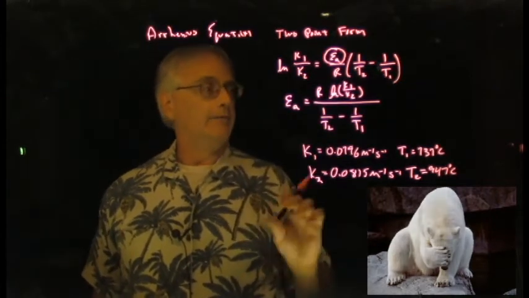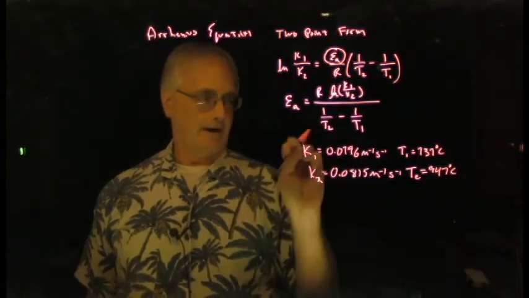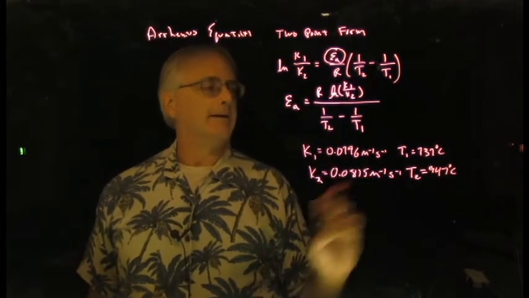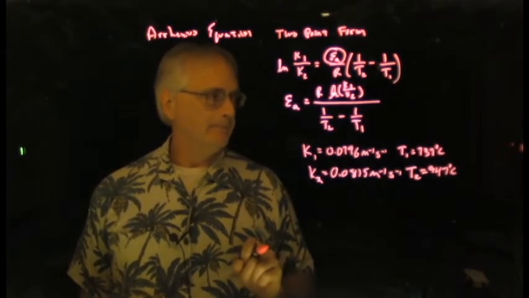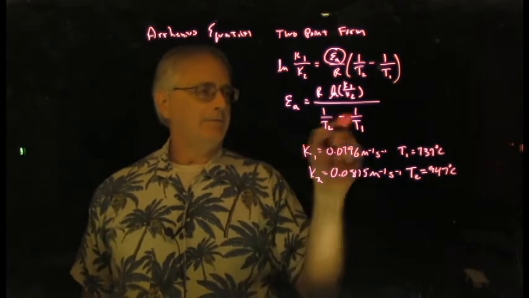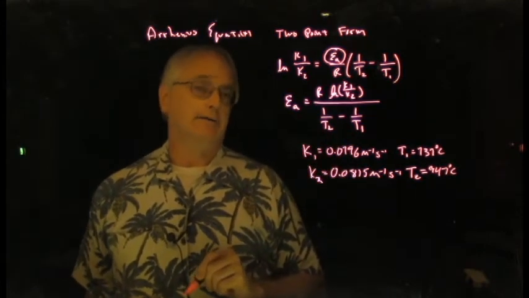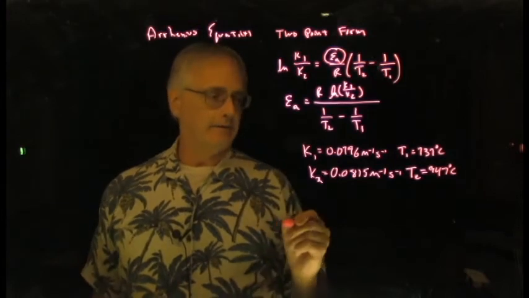We must, again, have the temperature and the rate constants: K1, T1, this temperature and that rate constant, K2, T2. Okay? And now we have the temperature components. The only thing we're lacking is the gas constant itself, and it's a constant. You look that thing up.